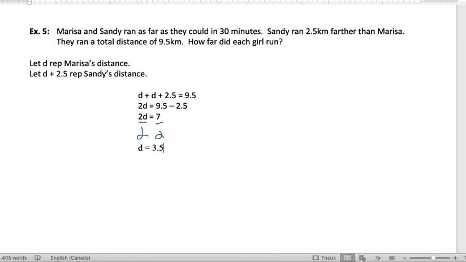So I changed it to a decimal because we're dealing with distances. We're not using rates or anything right now. So because it's given as decimals in the question, I'm going to change it to decimals at the answer. And we know that this D represents kilometers. So therefore, Marissa's distance, because she is represented by D, distance ran is 3.5 kilometers, and Sandy ran 3.5 plus 2.5, so she ran 6 kilometers. And that is it.